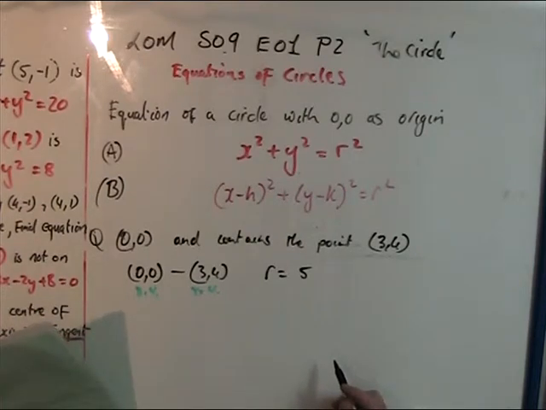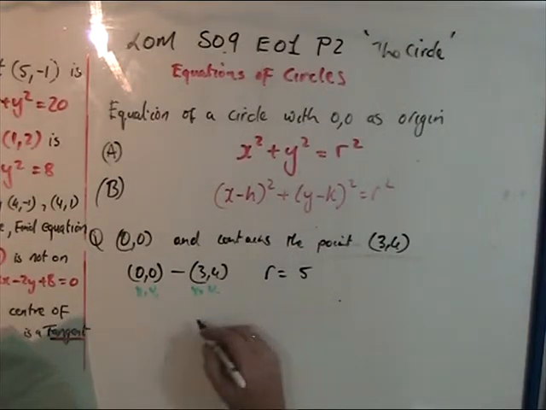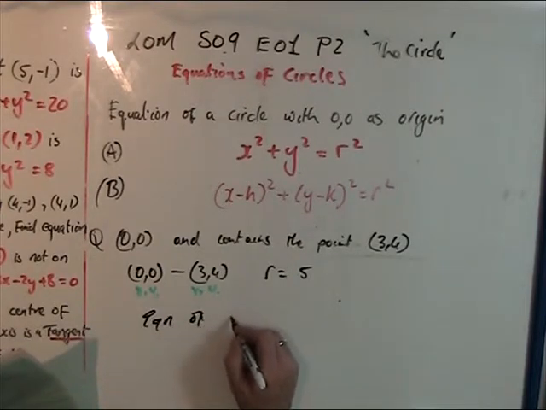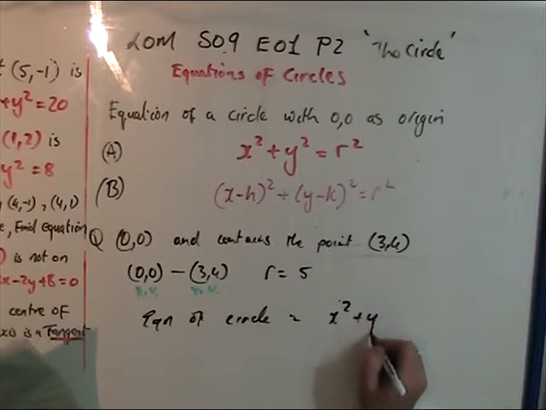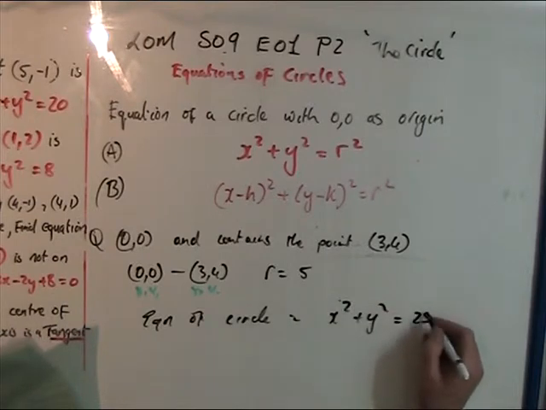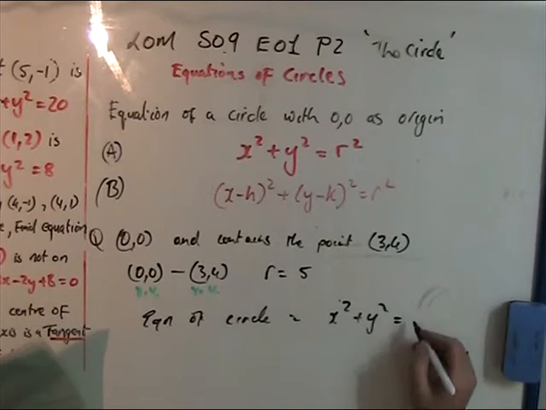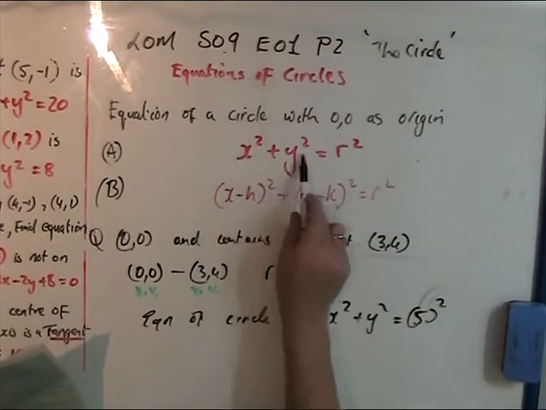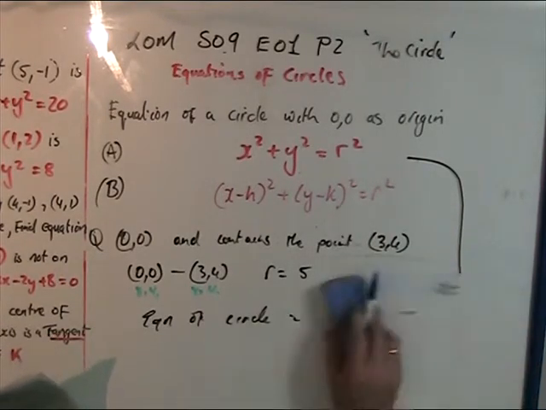Now we have the length of a line, equal to 5, so we just put it into the formula. The equation of the circle is x squared plus y squared, because it's got center 0, 0, is equal to r squared, which is 25, since 5 squared is 25. Remember we're following this pattern here. This is the template.